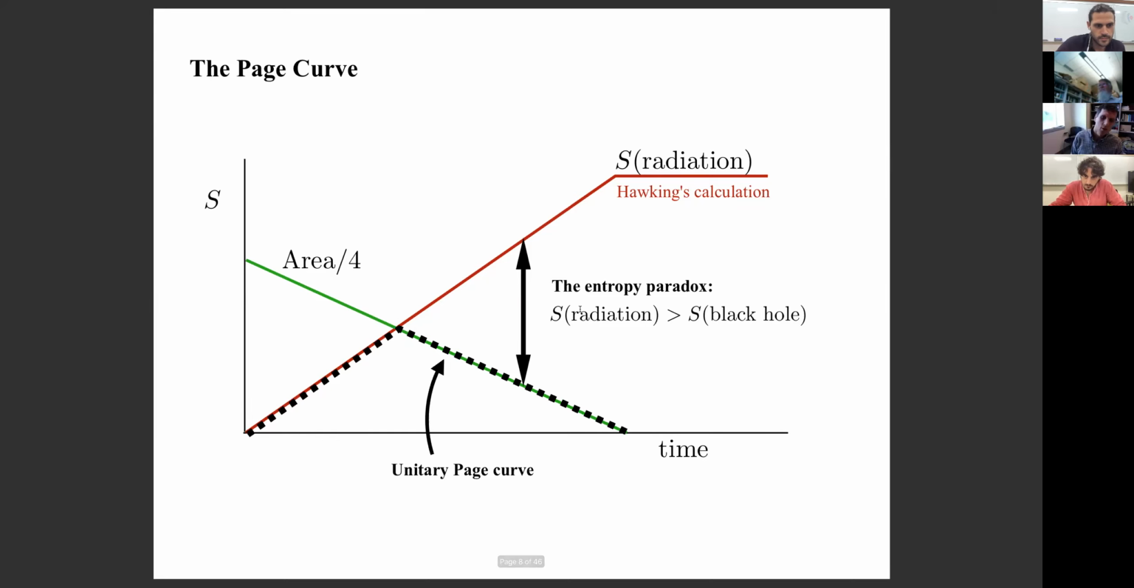So what Page argued on general grounds from unitarity is that if black holes evaporate unitarily, then the true von Neumann entropy, the true fine-grained entropy of the radiation should start out agreeing with Hawking's calculation going up. And then at this transition point, it should turn over suddenly and go back down following the black hole entropy back down to 0. And what I'm gonna discuss in this talk is how to obtain the unitary Page curve directly from a GR calculation.